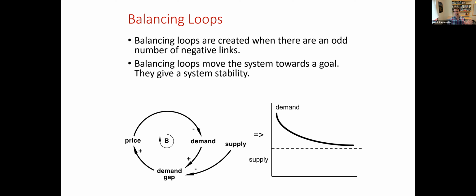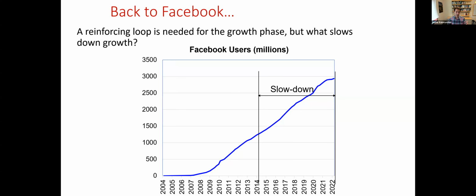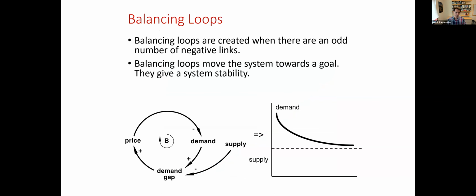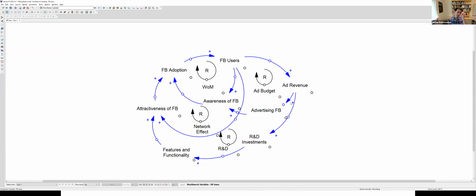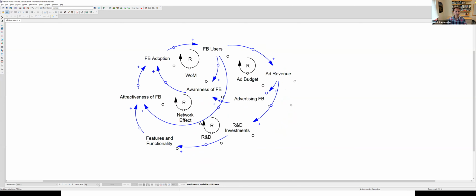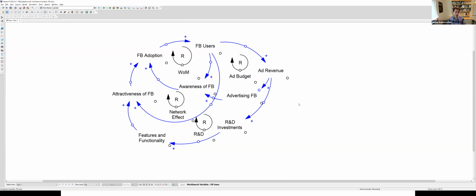So with that idea in mind, and remembering that Facebook has had a long history over which its growth rate has actually been slowing down, then we should potentially make a connection that there should be balancing feedbacks that may have been slowing down Facebook's growth over the last decade. And we can start incorporating those into our model here. So let's think about a few of those.